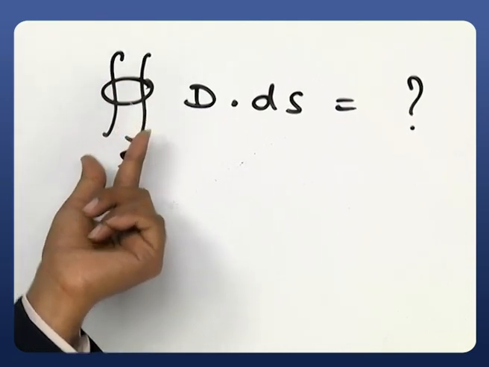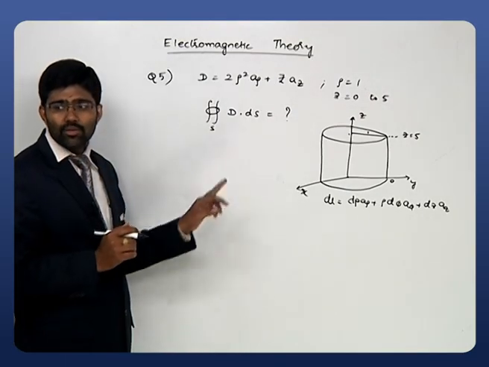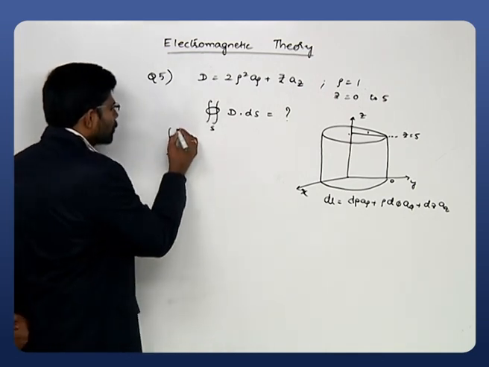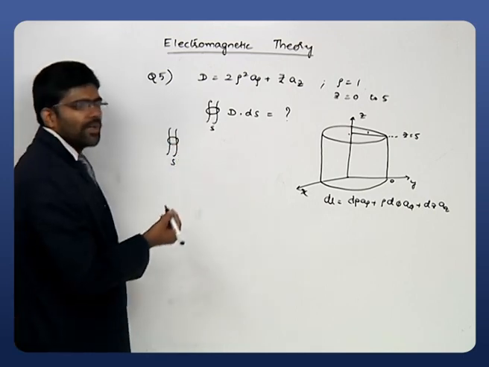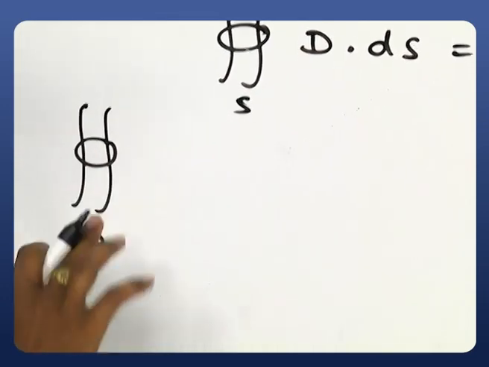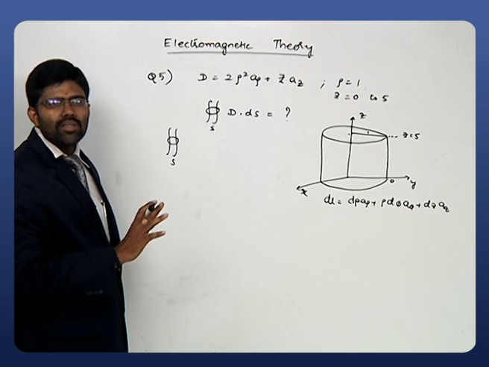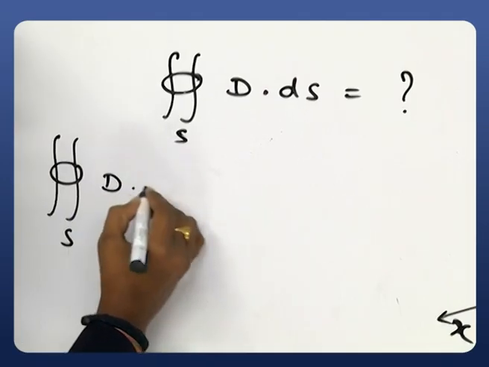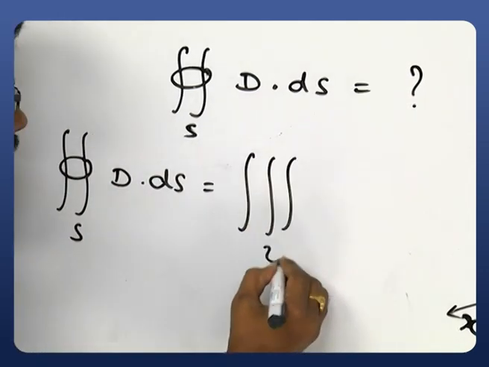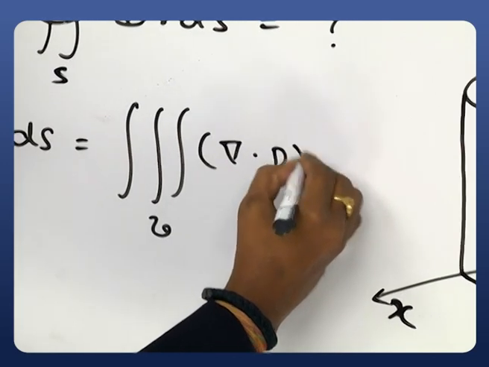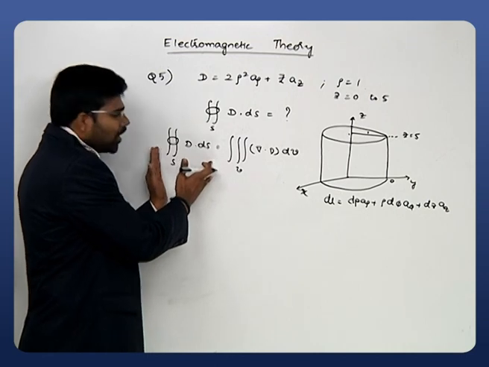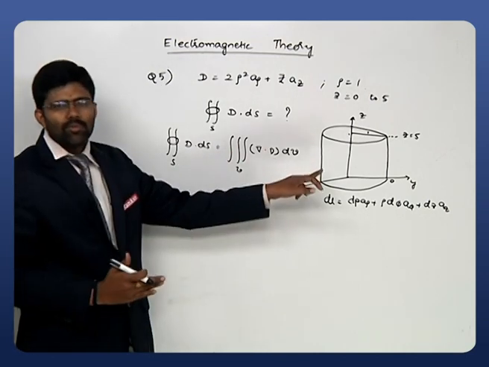Since it is a closed surface, we need to recollect a few theorems related to closed surfaces, right? So recollect our divergence theorem. Any closed surface integral can be related to a volume integral. Here D bar is a vector. Since it is a vector and it is calculated for the closed surface, you can use our divergence theorem. So directly I am writing this using the divergence theorem: the closed surface integral equals the volume integral of del dot D dV. So instead of calculating the closed surface integral, if you calculate the volume integral, this problem will become very easy.